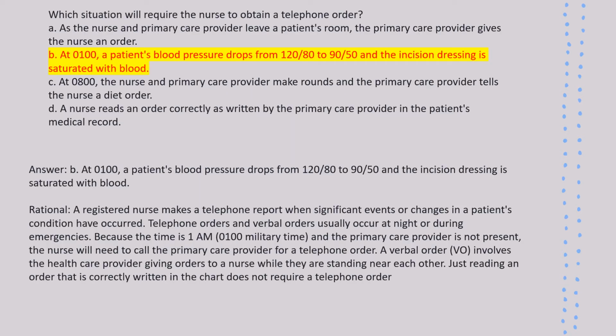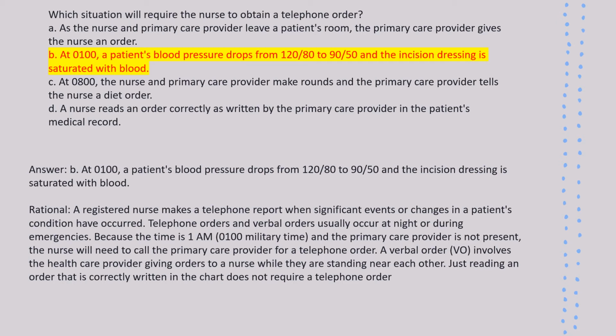Answer: B. At 0100, a patient's blood pressure drops from 120/80 to 90/50 and the incision dressing is saturated with blood. Rationale: a registered nurse makes a telephone report when significant events or changes in a patient's condition have occurred. Telephone orders and verbal orders usually occur at night or during emergencies. Because the time is 1 a.m.